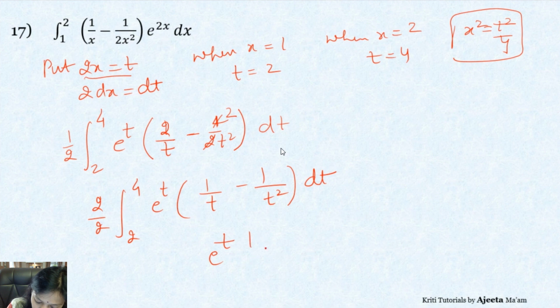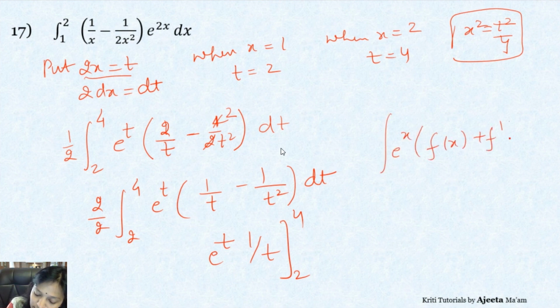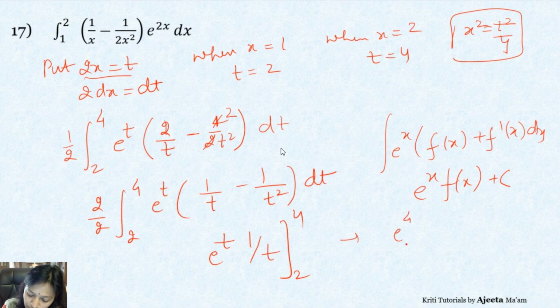Now I remove the integral also by using the theorem. Which theorem are we using here? Integral of exponential x times f(x) plus f dash x dx is simply exponential x f(x). So what will you get here? Exponential 4 upon 4 and exponential 2 upon 2. Okay, so that will be your final answer.